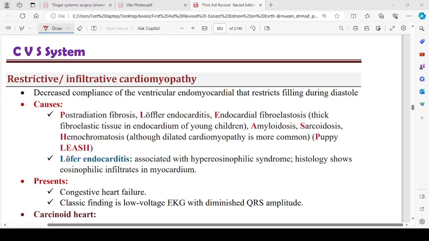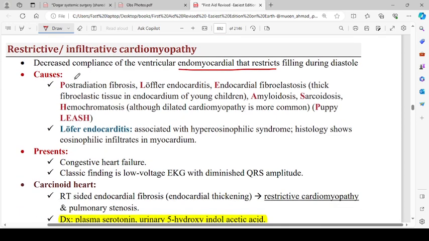On to the 12th session of our CVS. So, restrictive infiltrative cardiomyopathy: decreased compliance of the ventricular endomyocardium that restricts the filling during the diastole. So, basically, the heart cannot dilate enough in the cases of restrictive myopathy. So, the causes are PUPPY-LEASH. So P is for the post-radiation fibrosis.